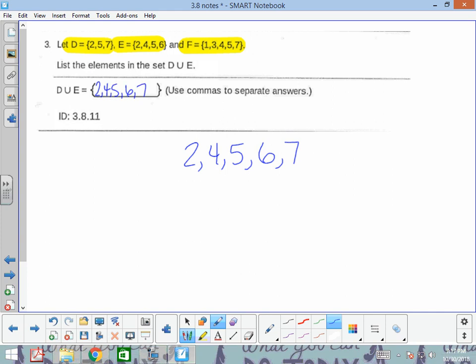2, 4, 5, 6, and 7. It says use commas to separate the answers. I don't really think it matters the order you put them in. I always just put them in numerical order.